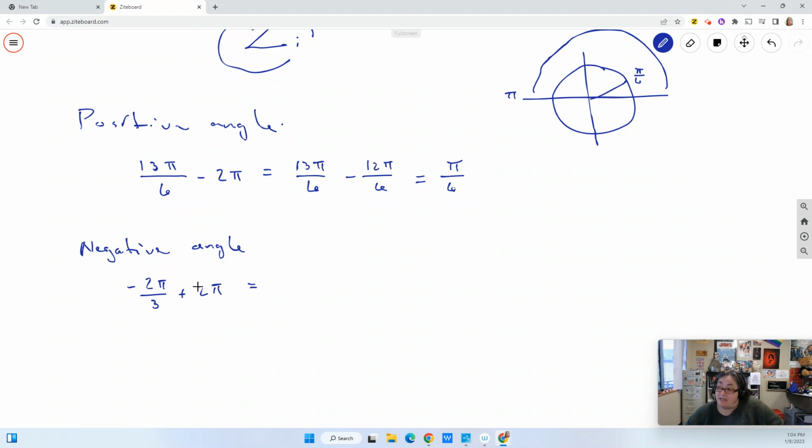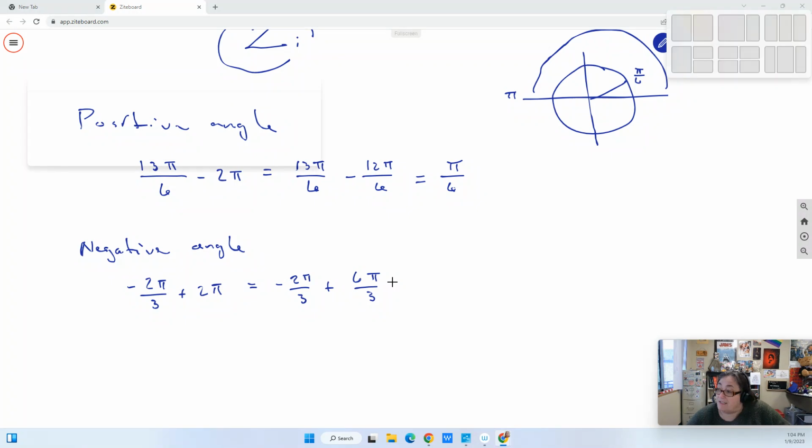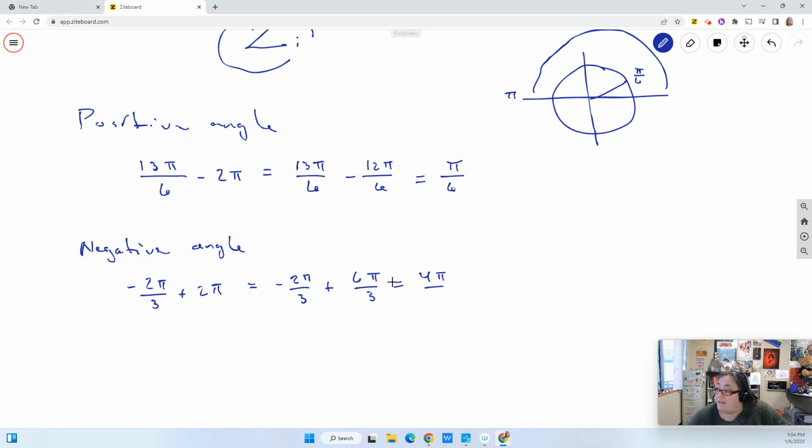So same thing is going to happen. We've got to have common denominators. We only have one denominator, it's 3, so we're going to make the other denominator 3. So we're going to have minus 2 pi over 3 plus, well, 2 times 3 is 6, so plus 6 pi over 3. Minus 2 plus 6 gives us 4 pi over 3, and that's our coterminal angle.